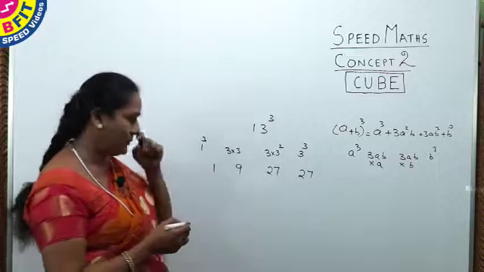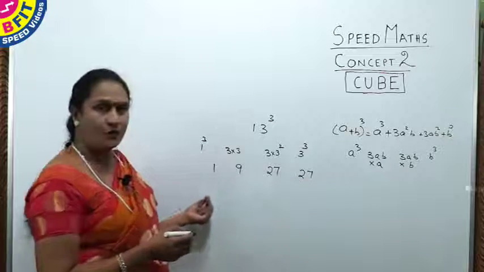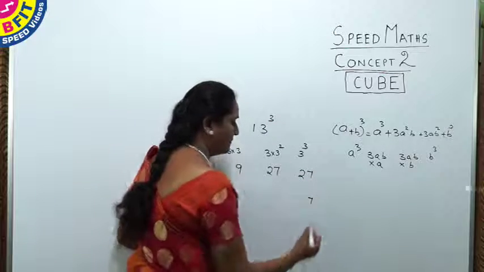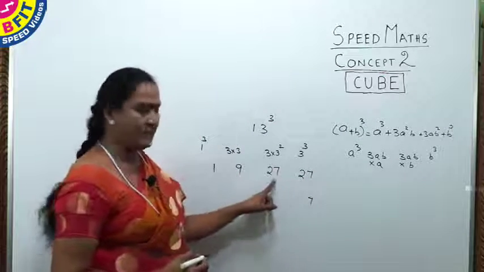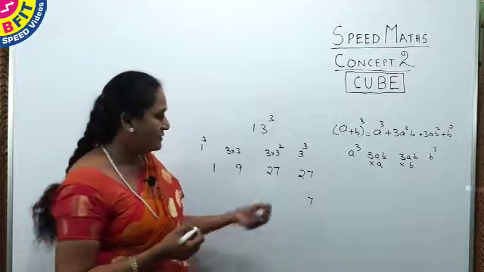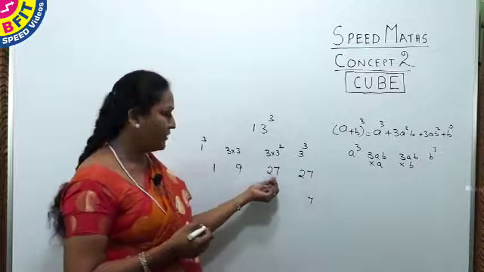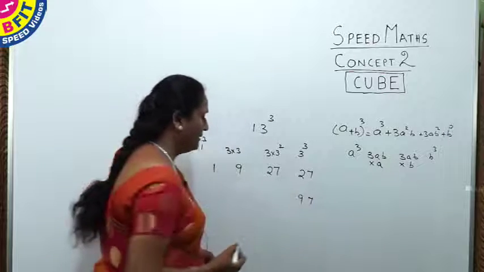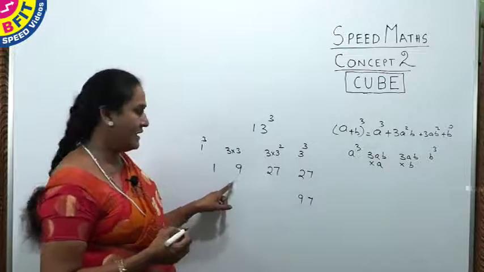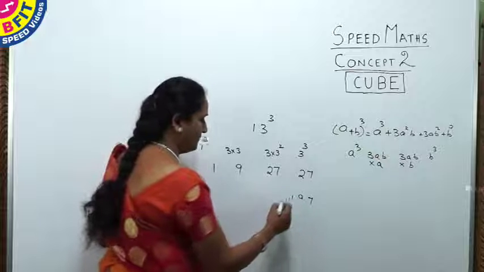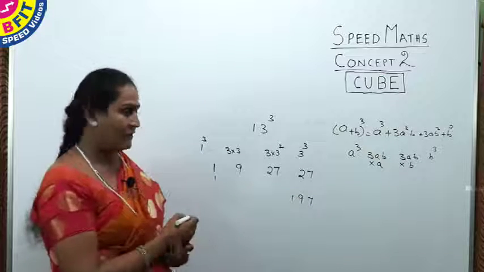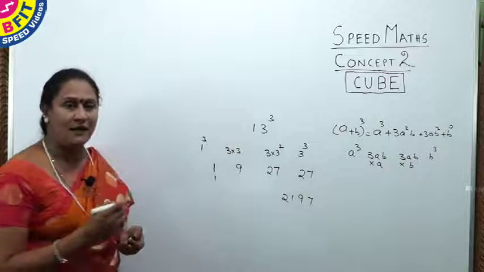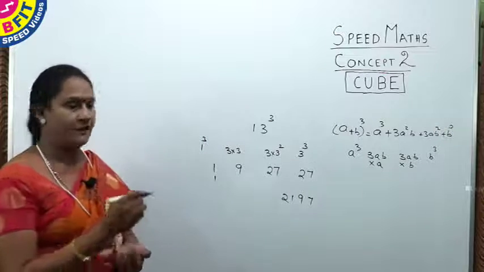So 13 cube will be, in each term, we have got 4 terms, retaining only the single digit. So this is 7, and this 2 is added with 7. So we saw how to collect the answer. The second digit, the tens place, is added to the previous term. So 2 plus 7 is 9. And when you add 2 with 9, it is 11. And that 1 is added with the first term. So 2197 is the cube of 13.